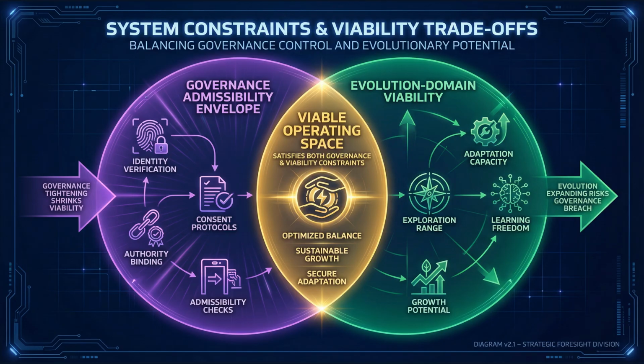Here is the central tension in bounded agency architecture. Governance admissibility and evolution domain viability are not equivalent. Governance admissibility asks, is this action authorized right now? It operates at the per-step level. A single action can be admissible, it violates no declared rules, passes all authorization gates. But evolution domain viability asks a different question. Is this trajectory safe over the long horizon? Can the system reach an unsafe state through a sequence of individually admissible actions?